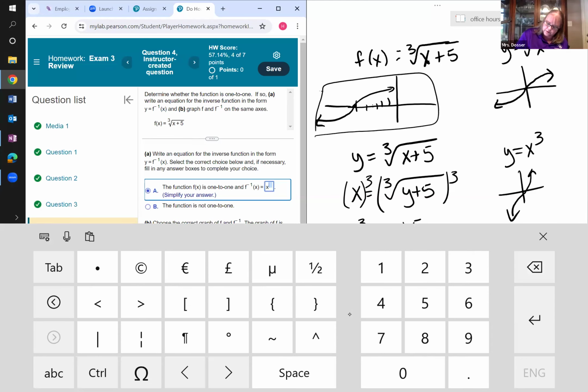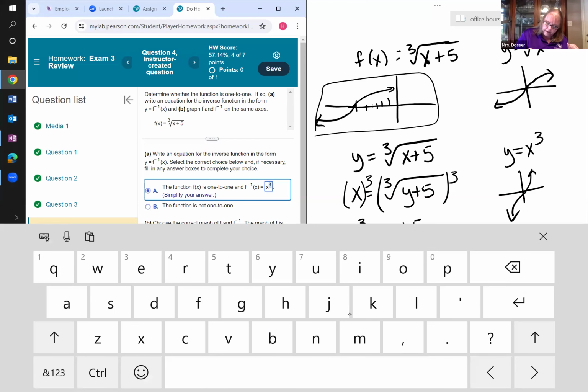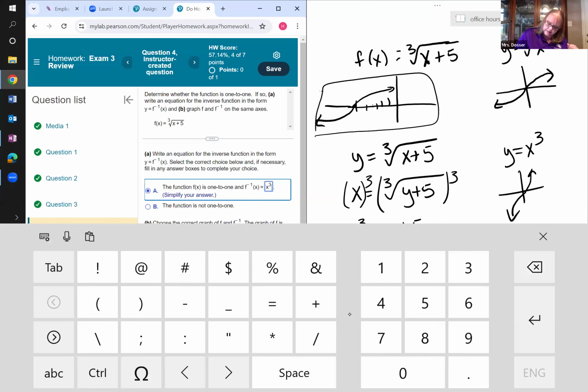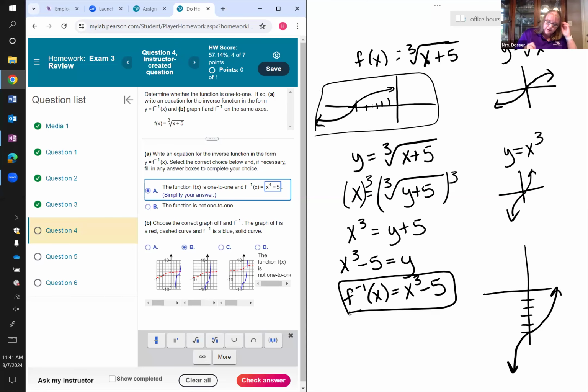And so again, you can either use the caret key or you can use the power key, the power in the toolbox. And so we have x cubed, and then we're going to arrow over and put in our minus 5. And so now we've got part A answered with our inverse function, x cubed minus 5. And we've got part B answered with option B, which was the correct graph of f and f inverse.